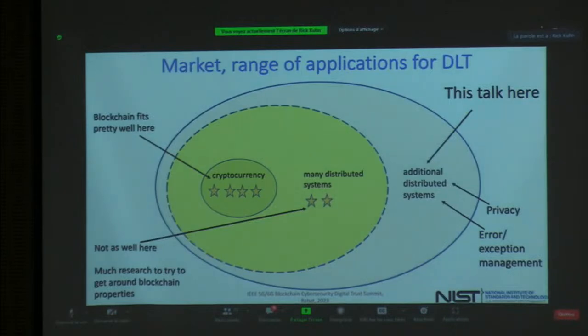So this is a hypothetical view of the range of applications for distributed ledger technology. Blockchain is, of course, designed for cryptocurrency, and works very well for cryptocurrency. That's this small circle in the middle. But then it can also be applied to a lot of distributed systems. However, a lot of the research that you see on applying blockchain to other distributed systems beyond cryptocurrency is directed towards basically ways of getting around or avoiding the built-in blockchain properties. So what we'll talk about today are some things that can be done to make the basic blockchain technology of distributed trust available to a larger range of systems, in particular providing privacy and error or exception management.